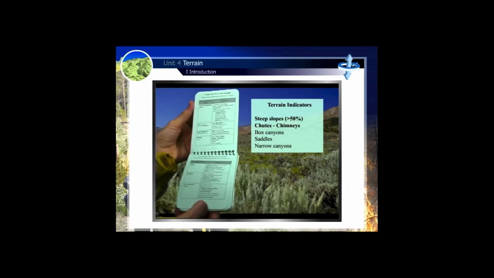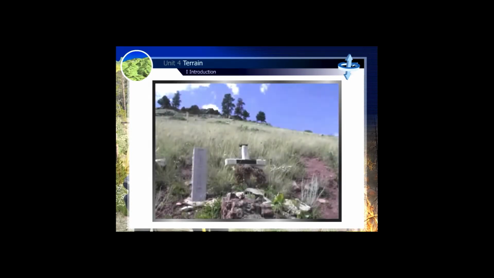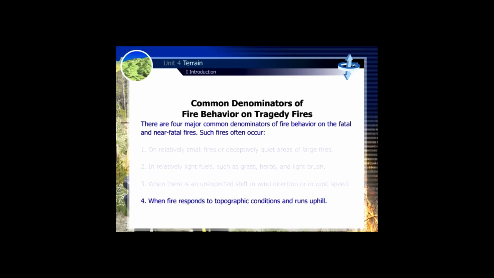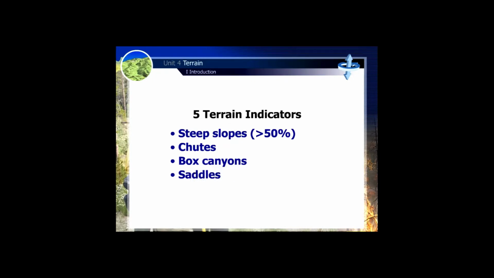This unit addresses terrain and its 5 indicators. Terrain has been a major factor in numerous fatality fires. It is one of the 4 major common denominators of fire behavior on tragedy fires. Look for these 5 indicators as you scout the terrain: steep slopes greater than 50%, chutes, box canyons, saddles, and narrow canyons.